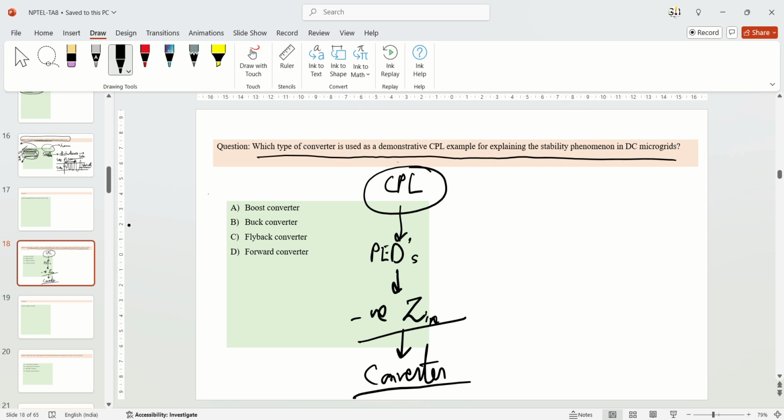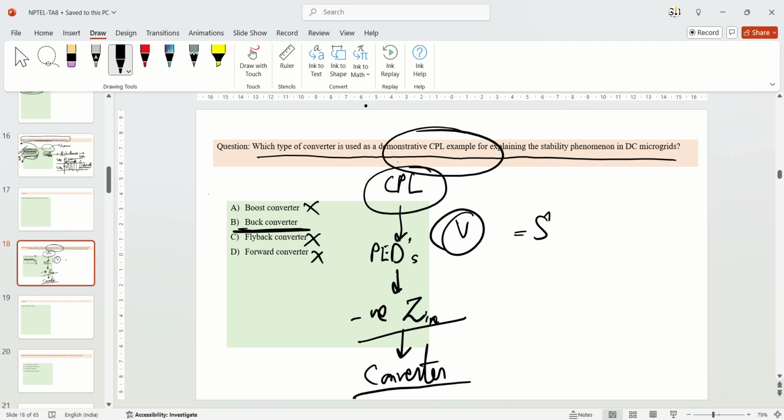If you are using this CPL example to explain the stability phenomena, you just need a buck converter for that. Not a flyback or forward converter, not a boost converter, because you don't want to boost the voltage now. You have a certain voltage at one end and you want to make it stable. So you want to maintain the voltage as a constant. But what will the buck converter do?